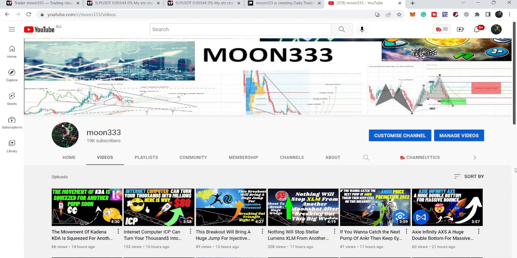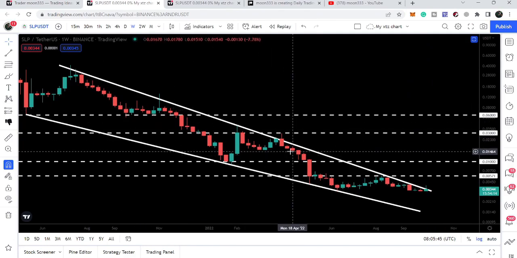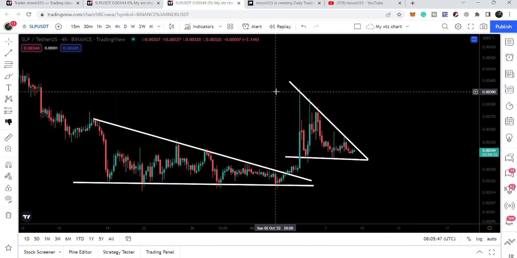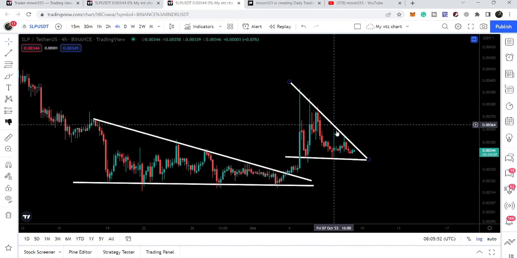Hope you're well, and welcome to the new update on SLP token. SLP token is still struggling to break out the resistance of this huge falling wedge pattern. And on the 4-hour time frame chart, after breaking out this descending triangle, now there is a formation of another descending triangle.